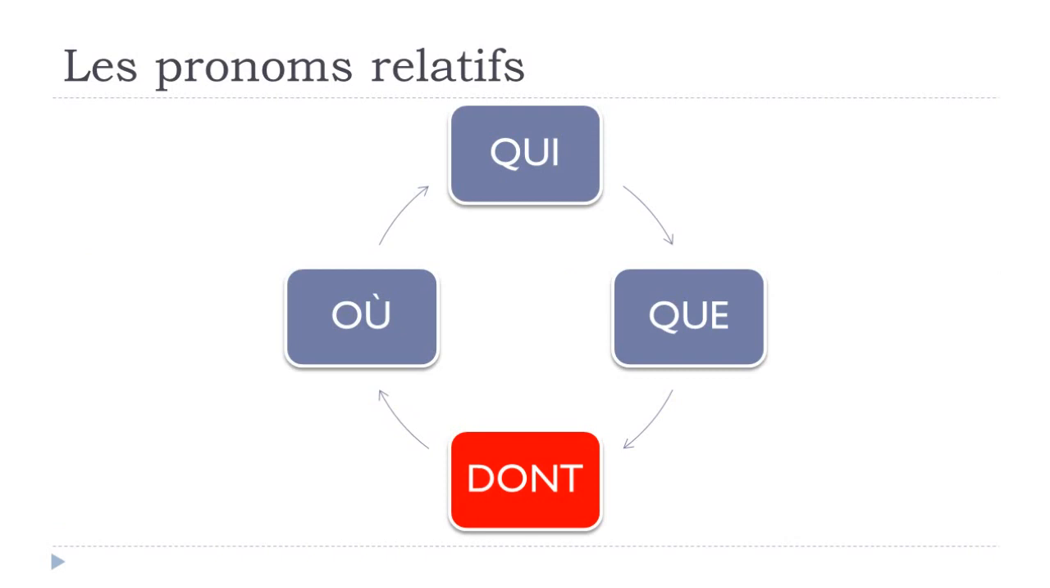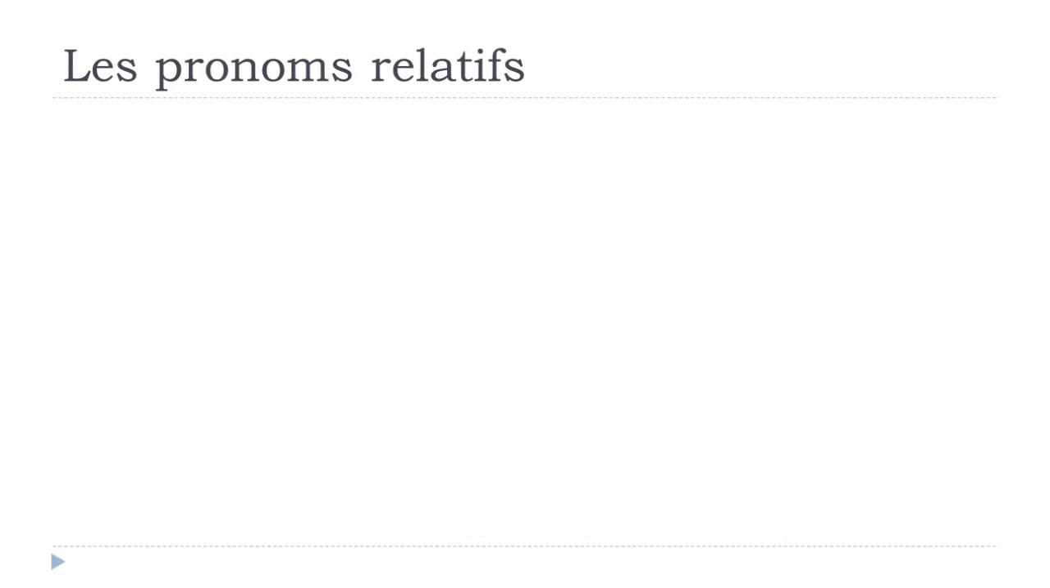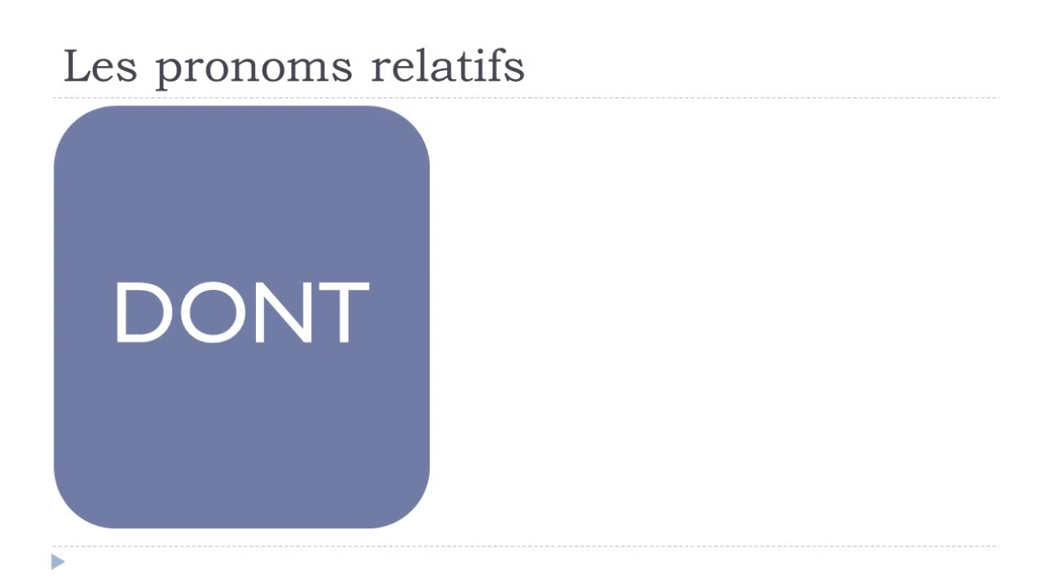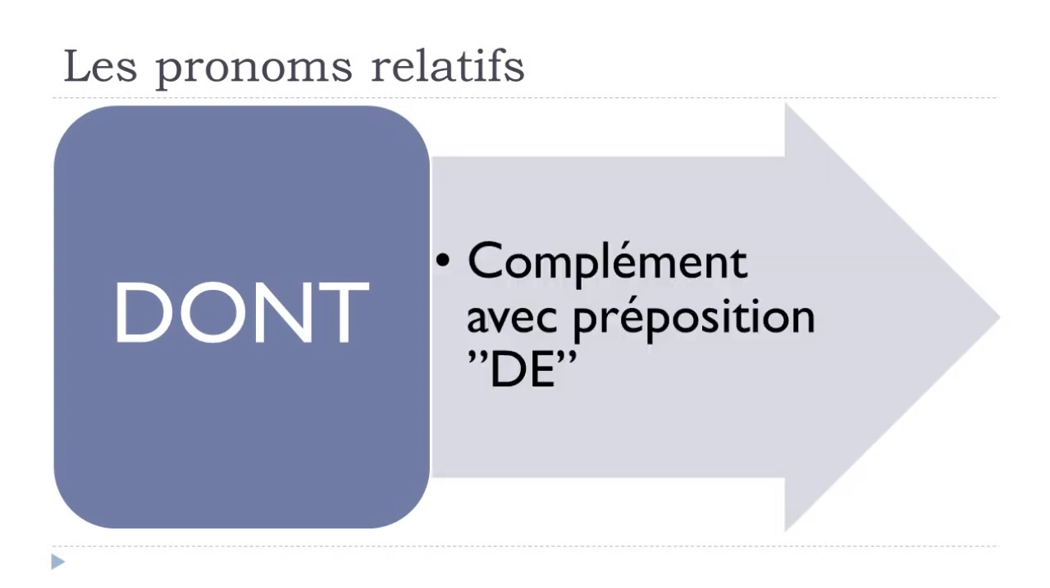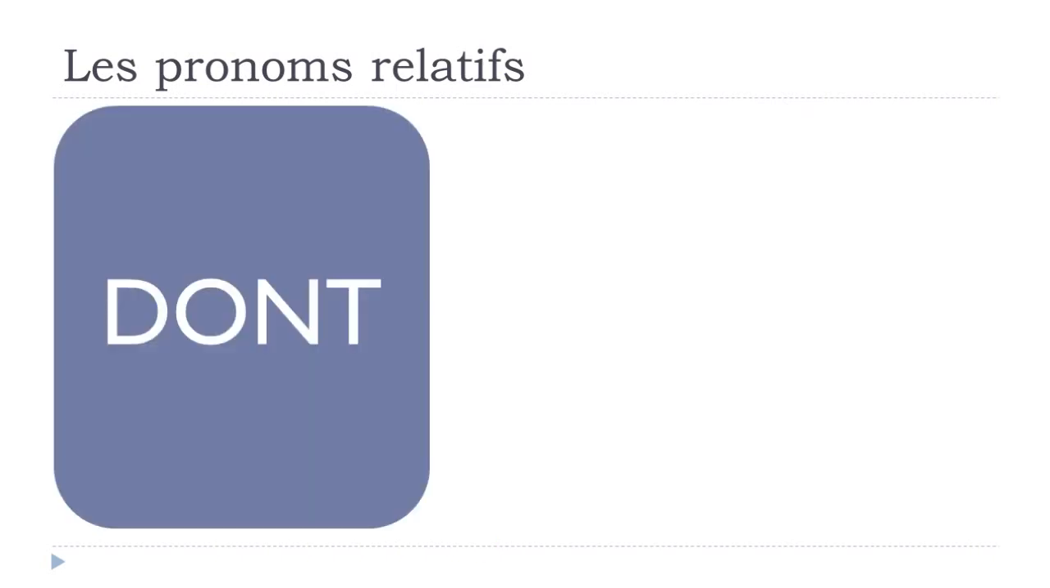Now let's have a look at dont, okay? The important thing with dont is that you will use this dont instead of a complément avec préposition de. So it should be un complément, something that will complete the sentence, coming after the verb, all right? And then it should be introduced with this préposition de here, all right? So let's have a look.